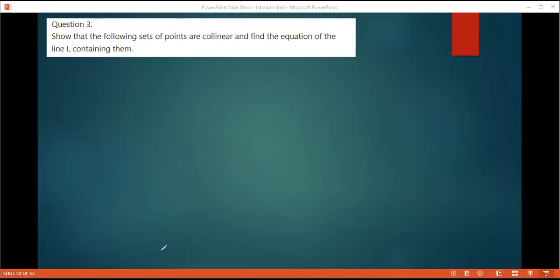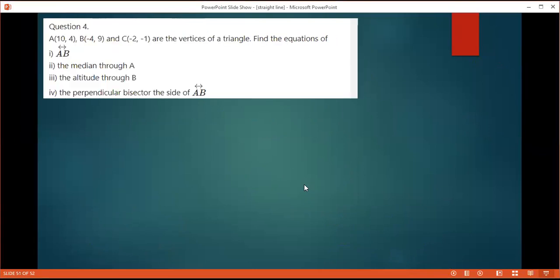Let us move to the next question. Look at the fourth question. A(10, 4), B(-4, 9), C(-2, 1) are the vertices of a triangle. Find the equations of AB, the median through A, the altitude through B, and the perpendicular bisector of AB.